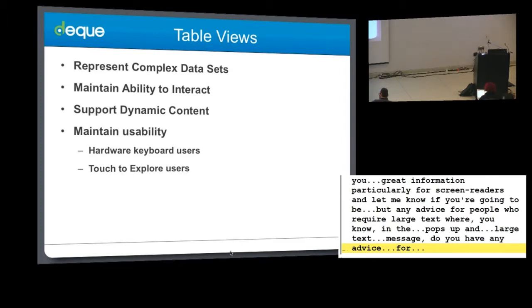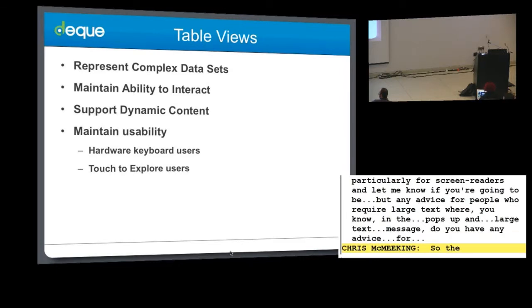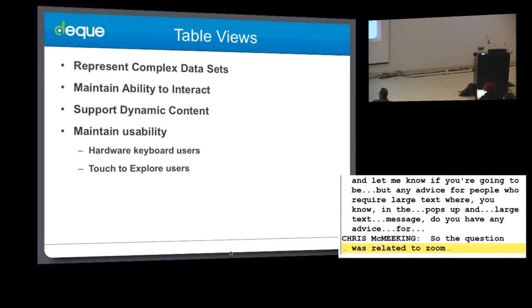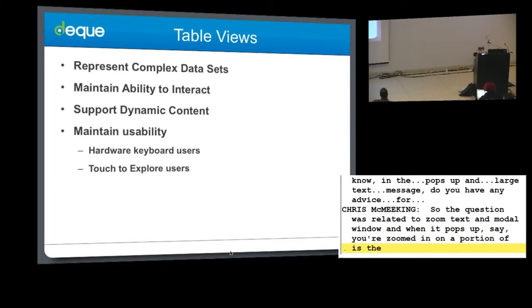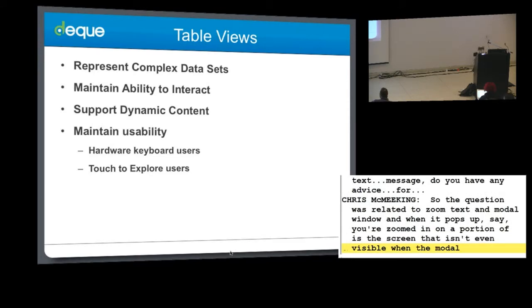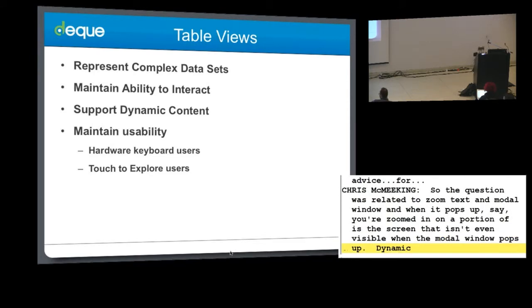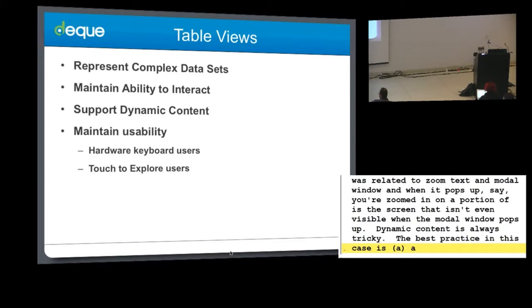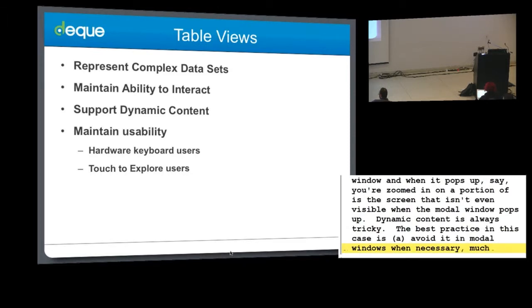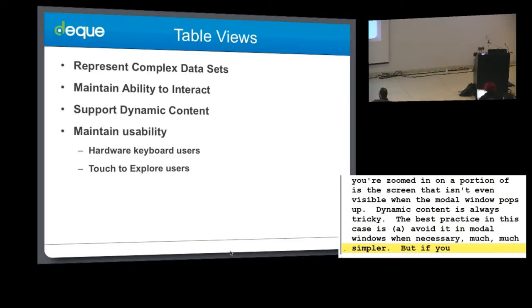Okay, the question was related to zoom text and modal windows. When a modal window pops up, say you're zoomed in on a portion of the screen that isn't even visible when the modal window appears. That's a form of dynamic content, and dynamic content is always tricky. The best practice in this case is to avoid dynamic content and avoid the use of modal windows when necessary. It's much simpler. But if you absolutely have to have a modal window of some kind, announce its presence.